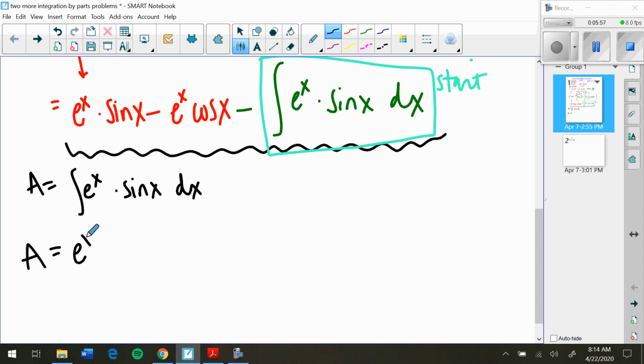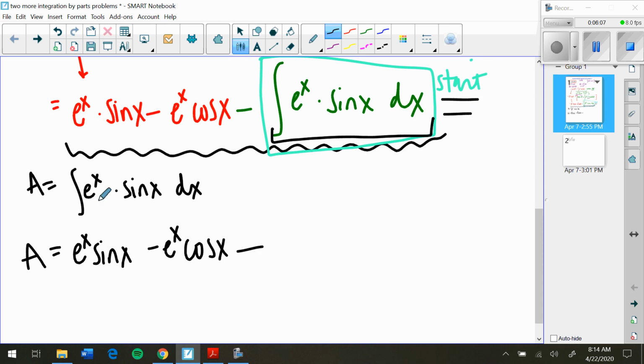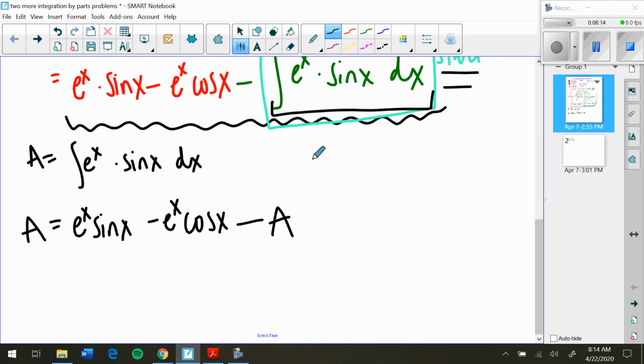We know it's e to the x times sine of x minus e to the x times cosine of x minus, and look, again, this is where we started, so I'm going to say minus a, what we started with. We are still solving for a. We still want to know what is this integral, okay?